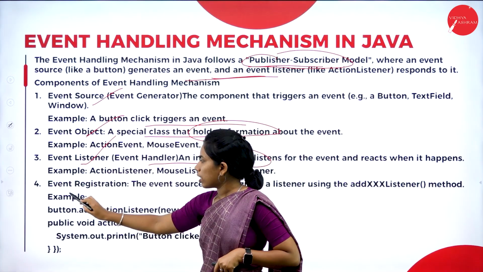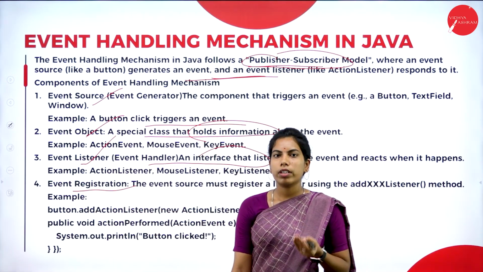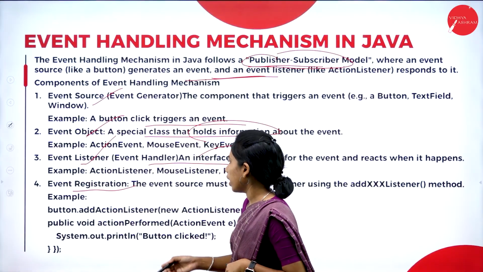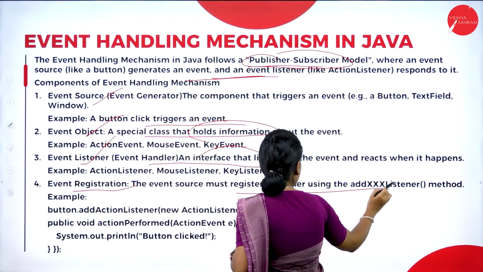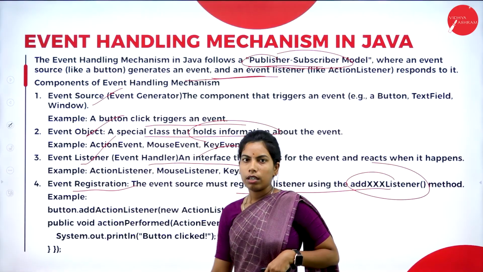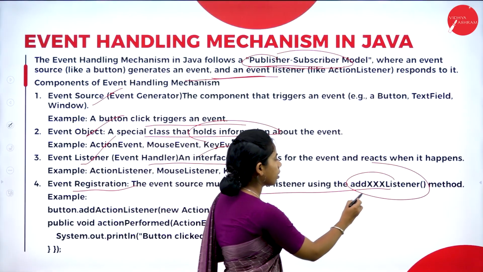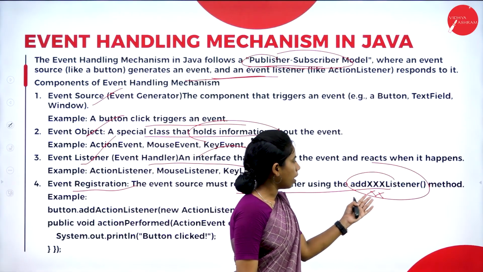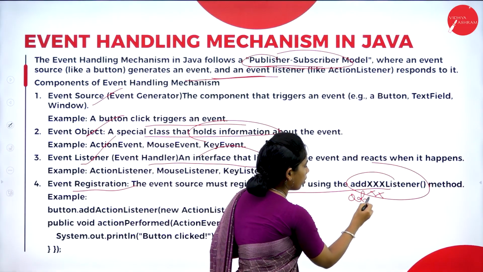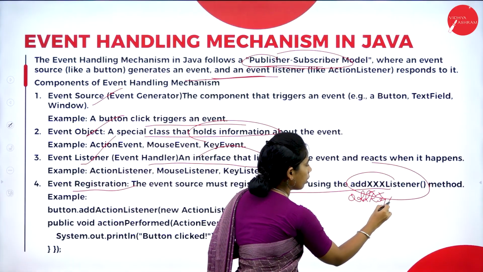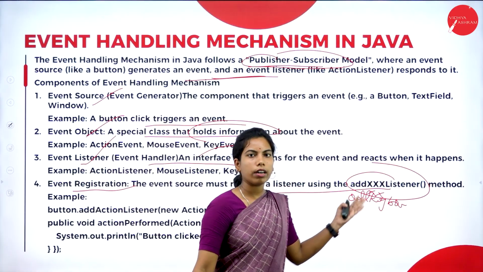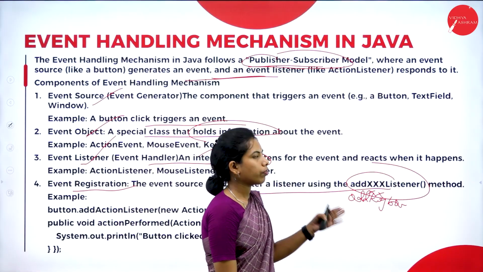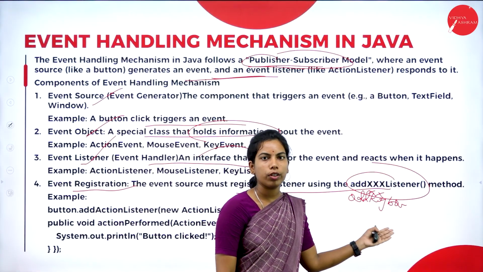And also we can see event registration. The fourth one is event registration. We have to register the event with the add listener method. For example, here you can see there is an XXX symbol, right? If I work with a keyboard, that is called a keyboard listener. When I work with a mouse, I can say add mouse listener. When I work with a window, I can say add window listener.